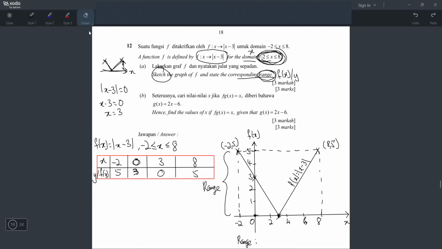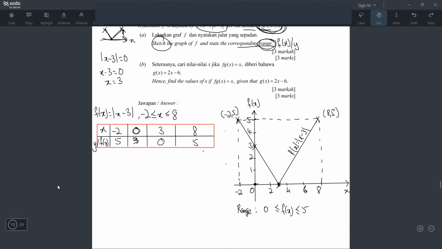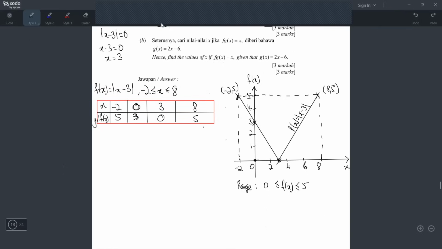So it's 0, 5. But we have to use the in-between symbol to write it. The in-between symbol is like this. And then it will be in between 0 and 5. Always write the smaller number in front and then the big number at the back. And here you write f(x). Don't write x, write f(x), because it's the range of the y-axis, so of course you write f(x). I think this is good enough for 3 marks. I think this is more than enough already. So I'm done.